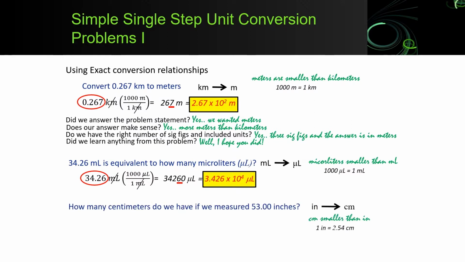How many centimeters do we have if we measured 53.00 inches? For this problem, we use our US customary to SI unit conversion of 1 inch equals 2.54 centimeters, an exact unit conversion to get to the answer.